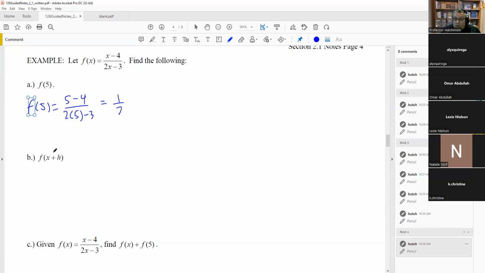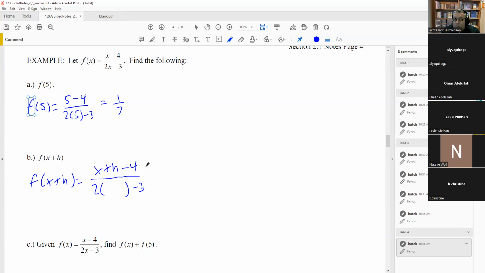Part B, we have another one of these f of x plus h things going on again right there. So we're going to go ahead and put in x plus h, both places where you see an x up here. So f of x plus h, we're going to put in, so on top we've got an x minus 4. And the bottom we have 2 times a blank and then minus 3. So I basically just took the original problem and just took out the x's. And both those x's are going to get replaced with x plus h.